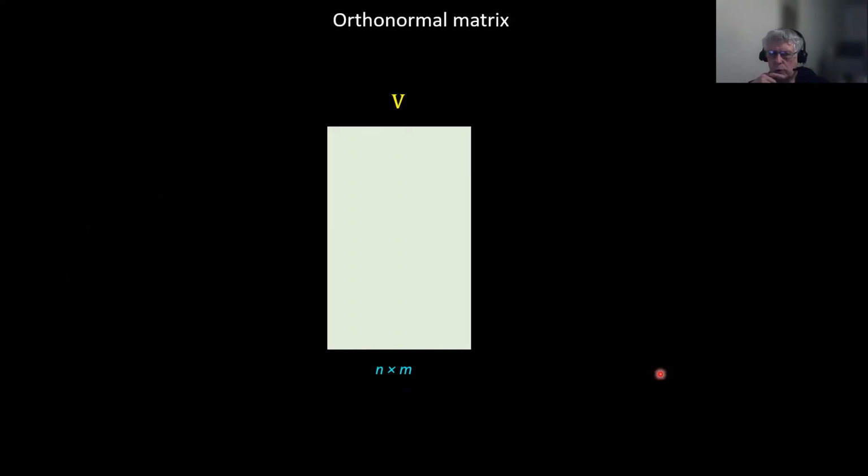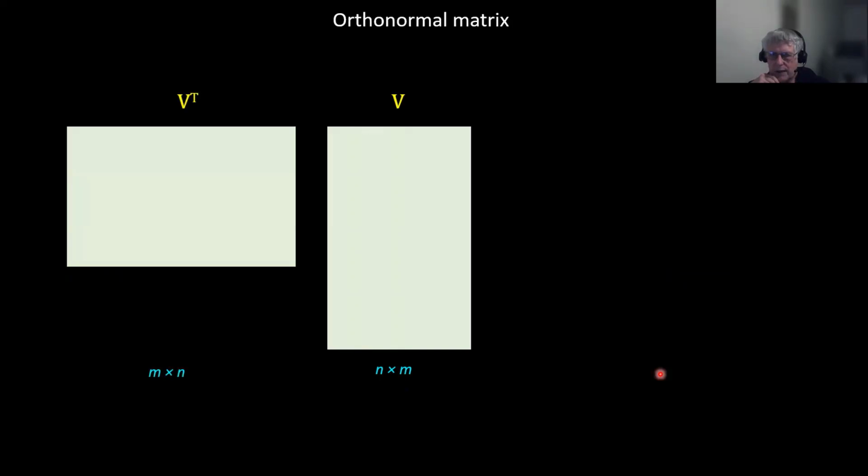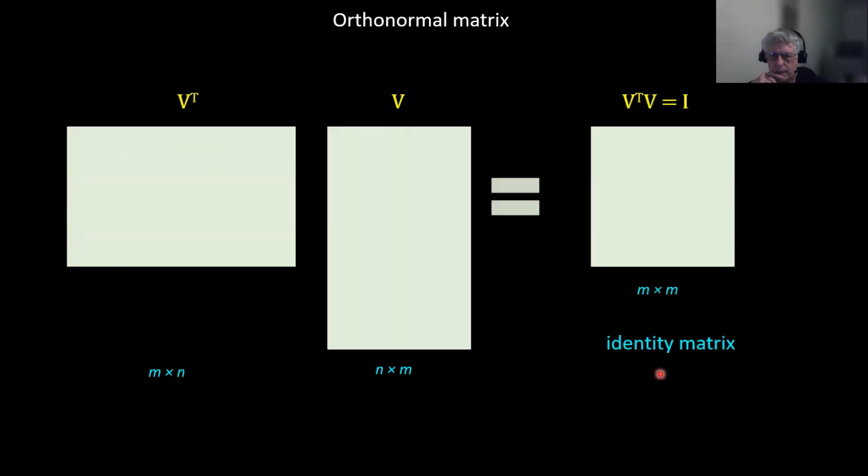So let's look at our orthonormal matrix V. Let's pre-multiply it by its transpose. We get a matrix which is smaller. It's got the same number of rows and columns as the number of columns of V, and that's the identity matrix. This is huge. That's because the columns of V each have a magnitude of 1 and each are normal to each other.